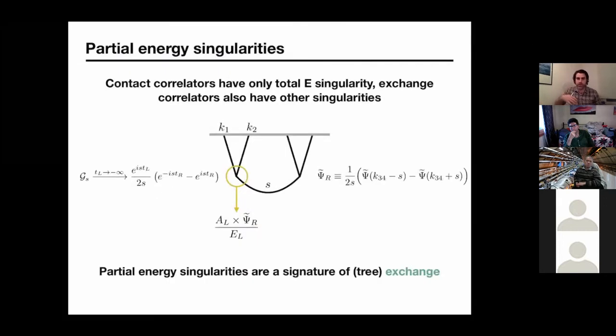Contact-like correlation functions only have this total energy singularity and don't have any other singularities. But correlation functions that arise from exchange can also have other singularities.